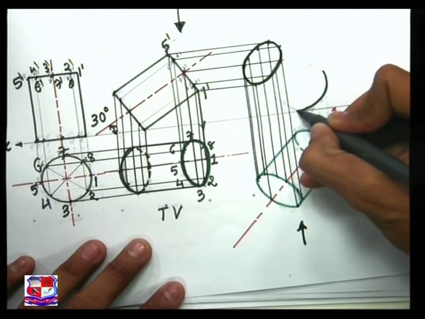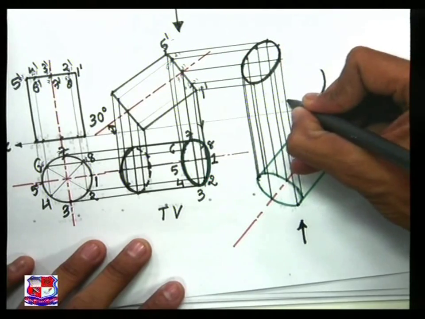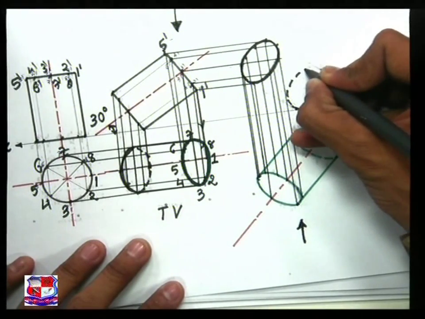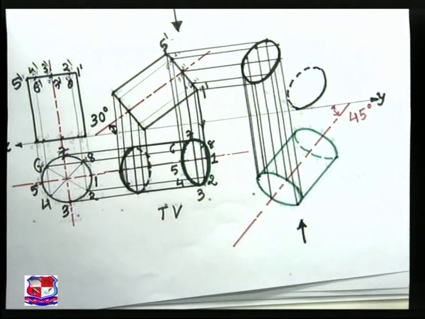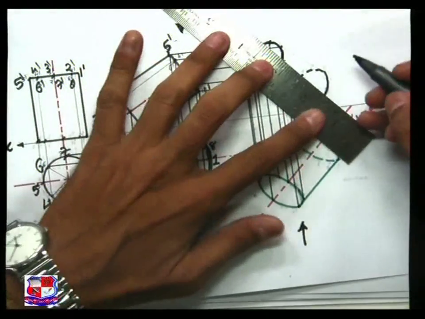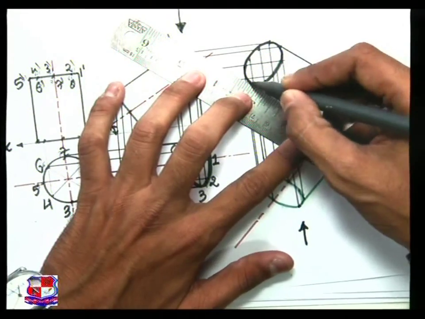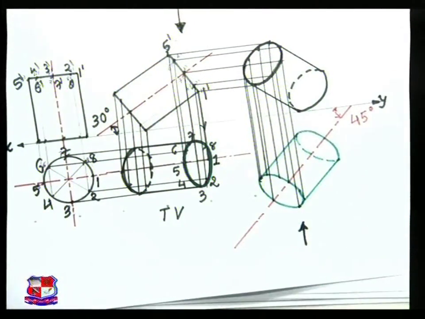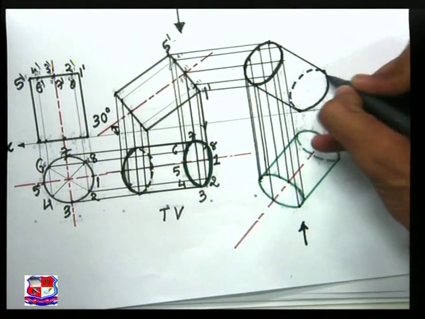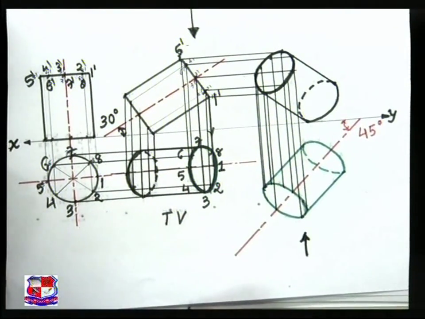We can find out the position of points. I am not doing that exercise, it's just a revision of the first steps. So do it on your own and join these endpoints such that it becomes tangent to both the ellipse, and this is the front view.